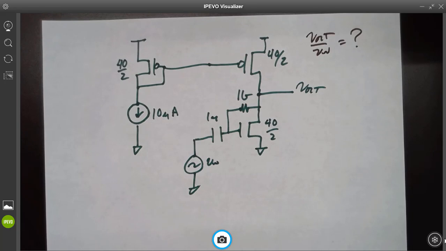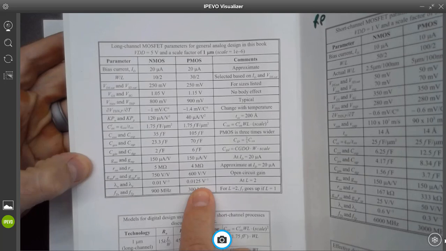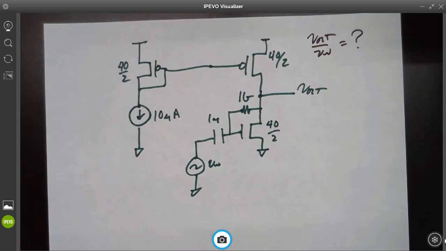I'm going to assume the same lambdas in the book for the other biasing. 0.01 and 0.02, or what were they? 0.0125. So one is a lambda 0.01 and the other is 0.0125. Yep. All right, tell me what to do.